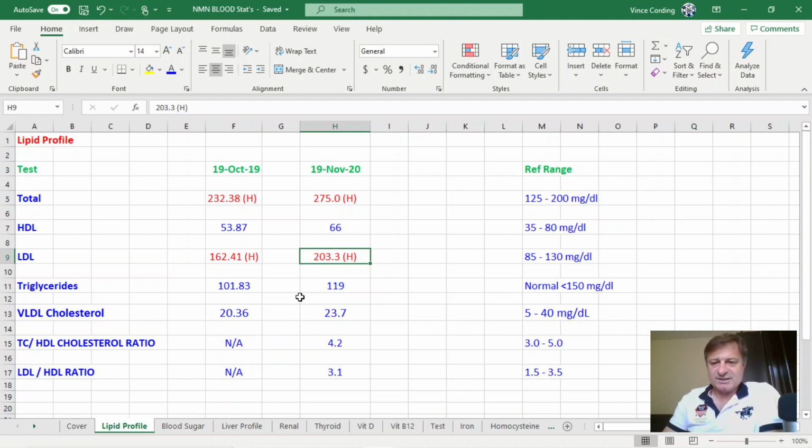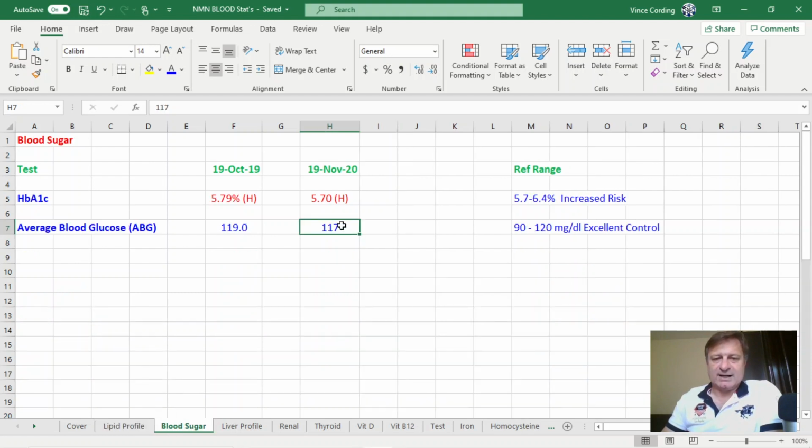My triglycerides should be less than 150 and they're 119, which is normal. My total cholesterol to HDL ratio, which should be between 3 and 5, is 4.2, so that's okay. And my LDL to HDL cholesterol ratio should be between 1.5 and 3.5, so that's okay. So all numbers are okay apart from the standalone LDL, which I'm not particularly bothered about.